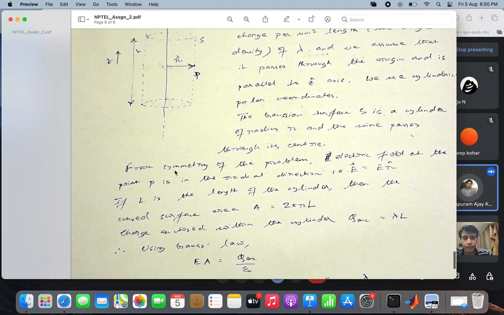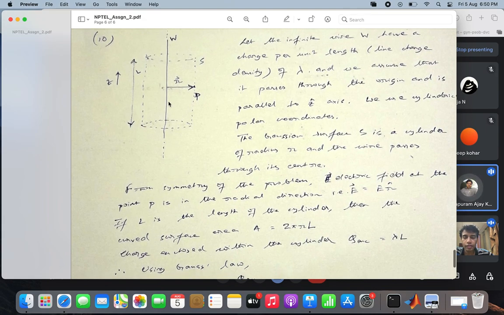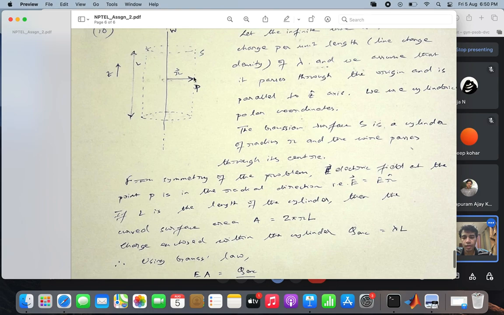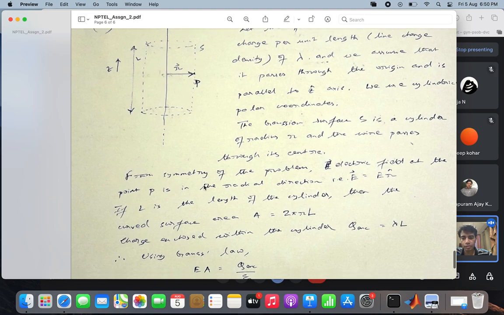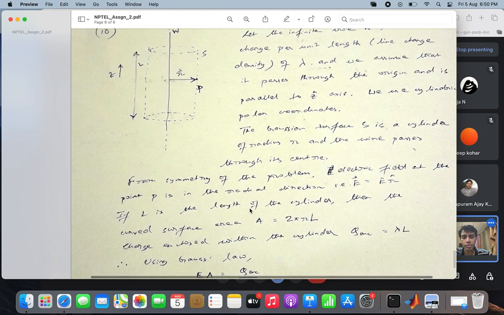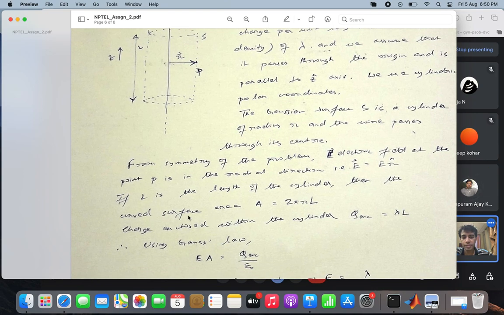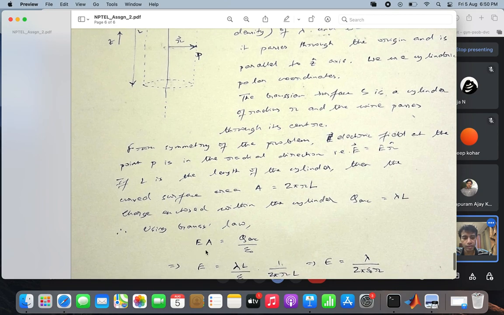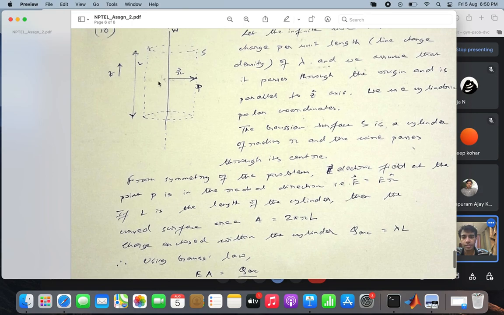If that is clear, then the electric field is directed radially outward, and the curved surface area is basically 2 pi r, which is the circumference, into the length of the cylinder. So the curved surface area is 2 pi r L. From Gauss's law, the left hand side is basically the electric field into the curved surface area, E into A. Now the right hand side is the charge enclosed by this Gaussian surface.